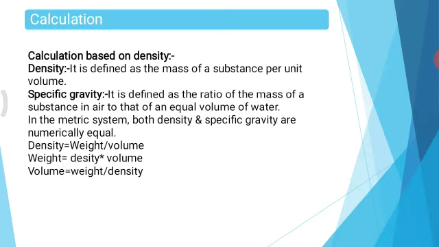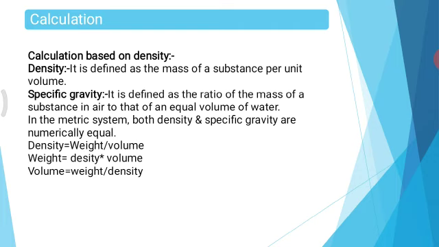The next point involved in the metric system is calculations, calculations based on density. Before the calculation based on density, we should know the definition of density. So what is the definition of density? Density is defined as the mass of a substance per unit volume. It has the unit of mass over volume. This is the definition of density. Then what is the formula of density? Density equals weight upon volume. This is the formula of density.